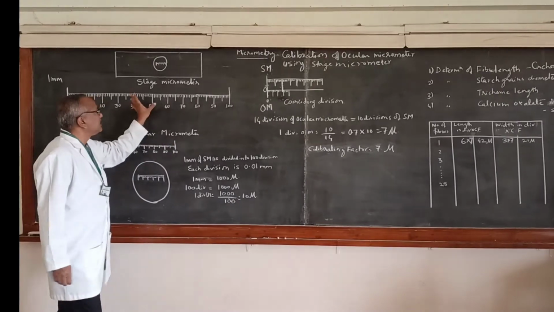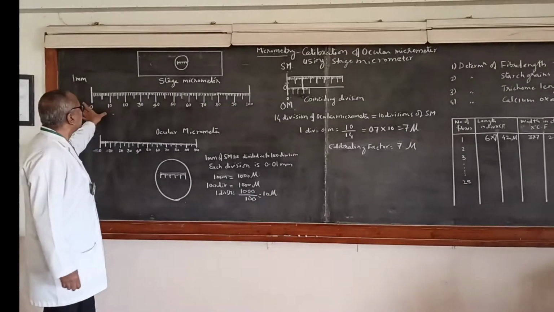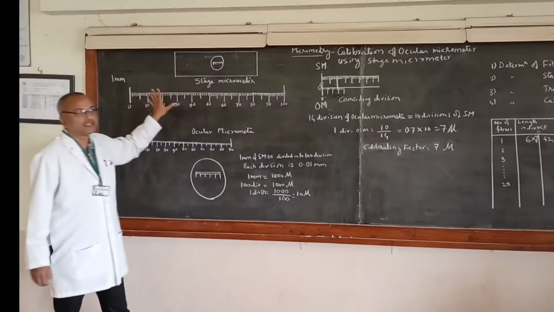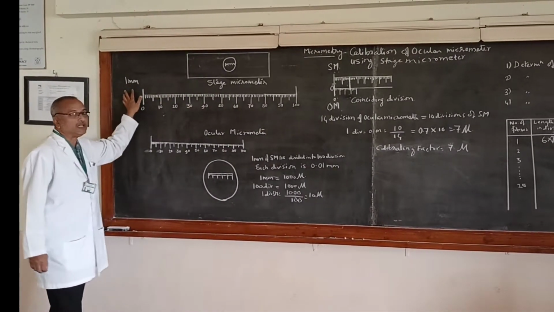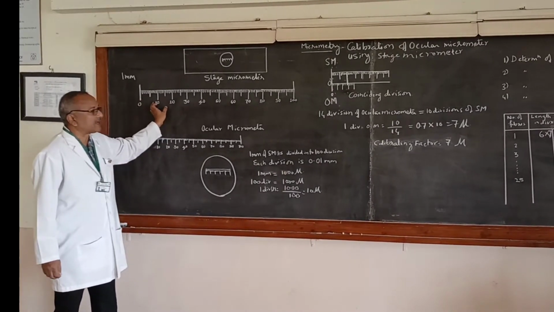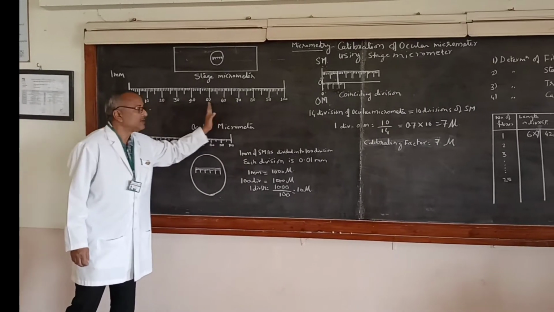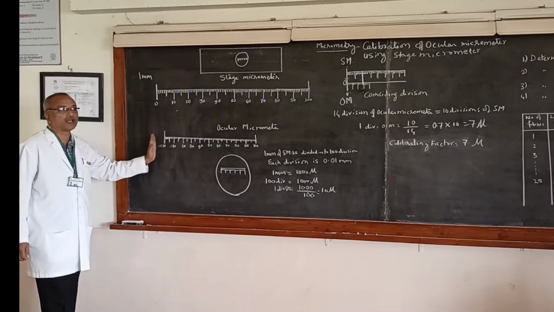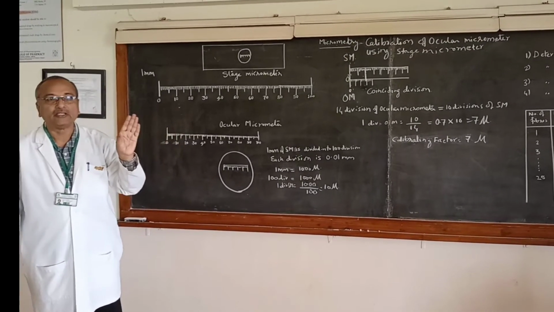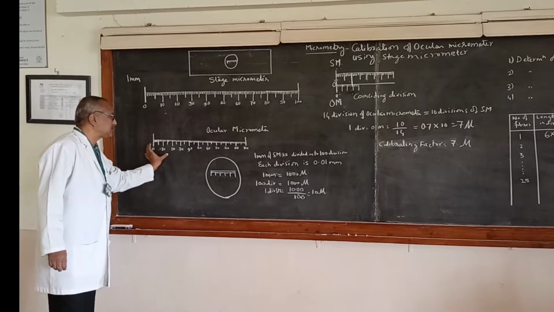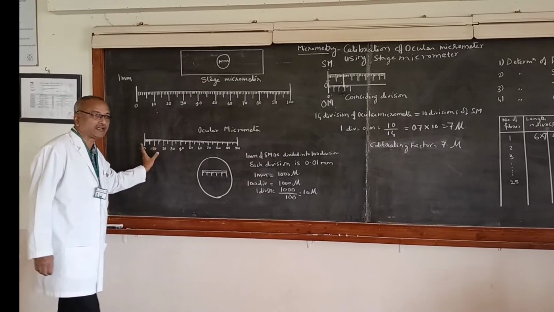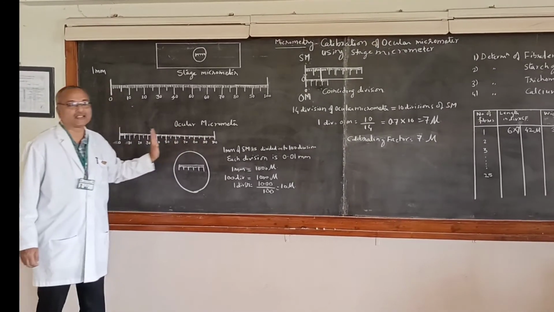The stage micrometer is graduated or etched with 0 to 100 units, and this measures about 1 millimeter, and each unit is 0.01 millimeter, which is around 10 microns. Okay, so the ocular micrometer which we are using for the measurement of the fiber length or the starch grains is not having any units. It is divided into 100 divisions but doesn't have any units.